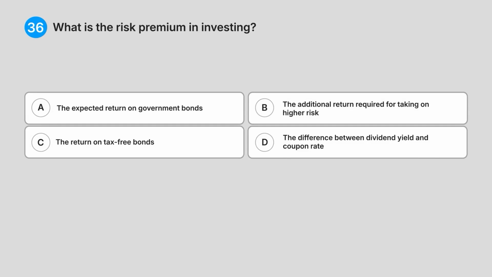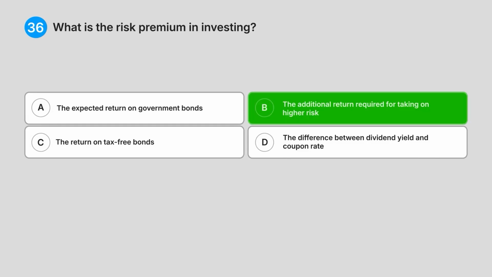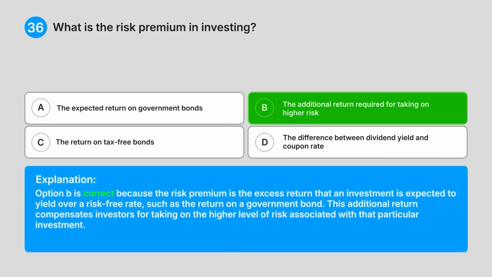Correct answer: B. The additional return required for taking on higher risk. Explanation: option B is correct because the risk premium is the excess return that an investment is expected to yield over a risk-free rate, such as the return on a government bond. This additional return compensates investors for taking on the higher level of risk associated with that particular investment.